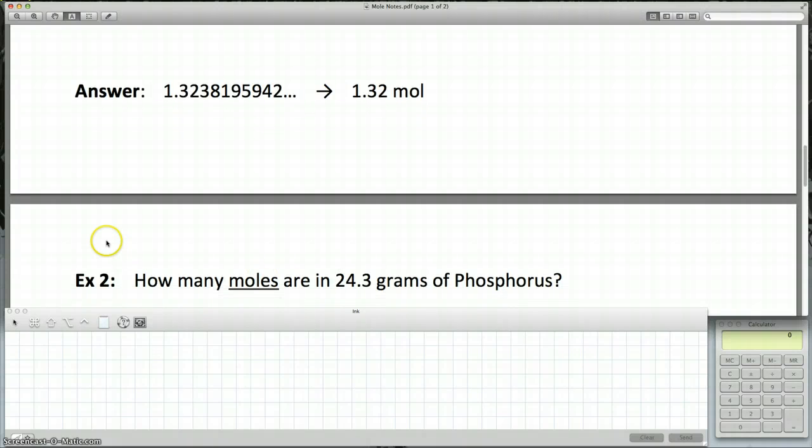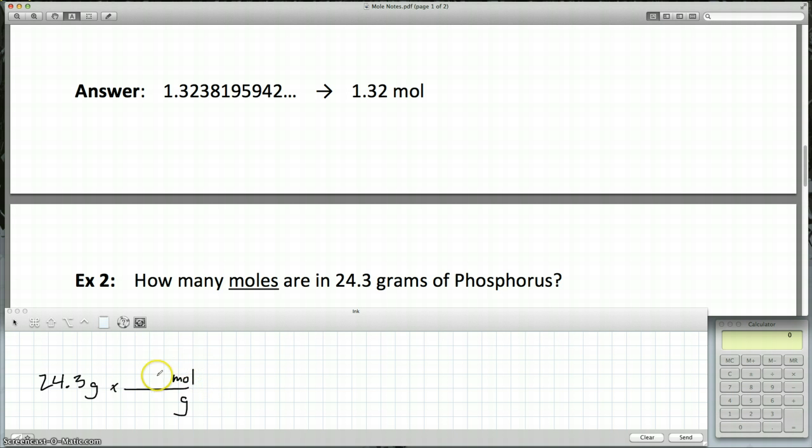Let's do another example here. I'll work this one through with you. So, actually, if you want to try this one, you can pause it now, and then check your answer. Or if you're not sure, just follow along. So my starting number is 24.3 grams. And I have phosphorus times blank line. In this case, starting unit is grams, so grams has to go on the bottom. I'm looking for moles, so moles goes on top.